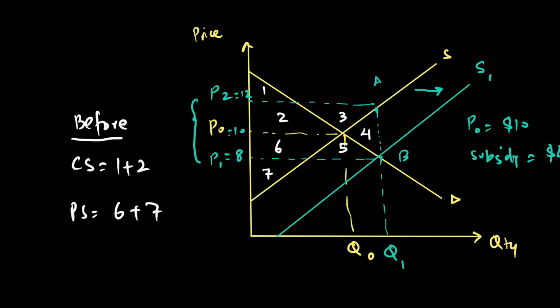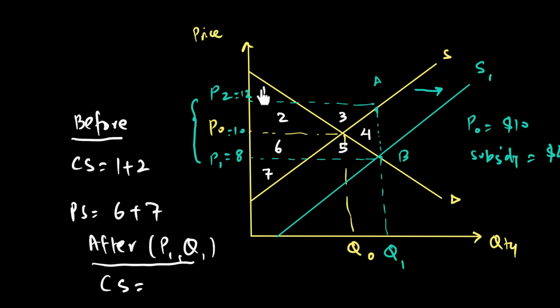But after subsidy, now your price is P1 and the quantity is Q1. So what's our consumer surplus? Our consumer surplus will be all this area under the demand curve above the price P1, which means 1 plus 2 plus 5 plus 6. So consumers are benefiting in terms of extra surplus of 5 and 6, as you can see from the diagram, because the price has gone down for them.